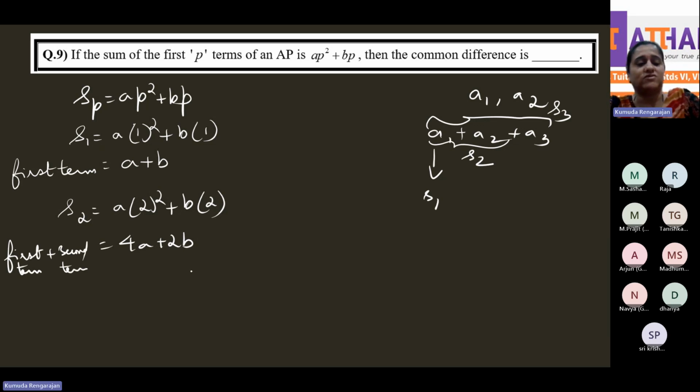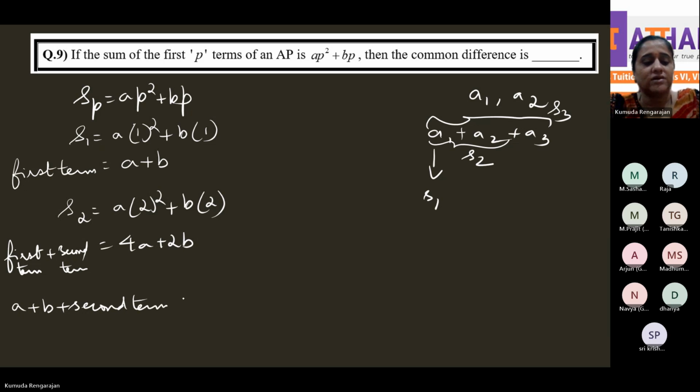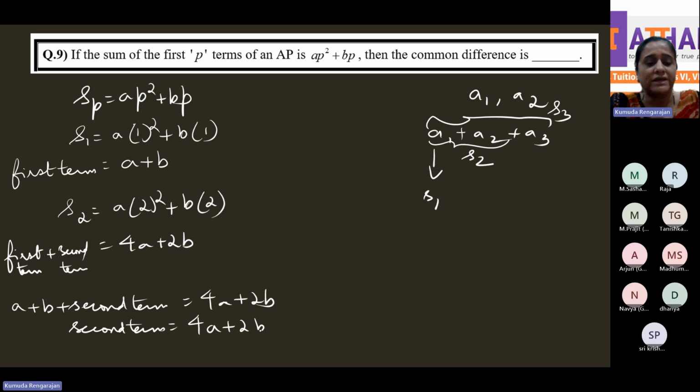First term plus second term is equal to 4A plus 2B. But what is the first term? A plus B plus the second term is equal to 4A plus 2B. So the second term is equal to 4A plus 2B minus A minus B, which is 3A plus B.